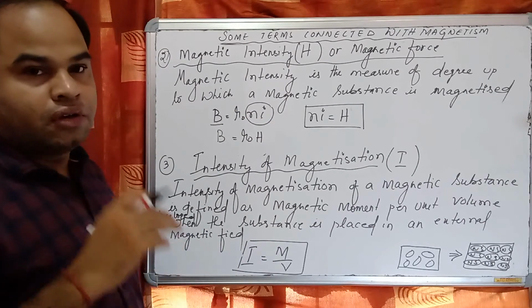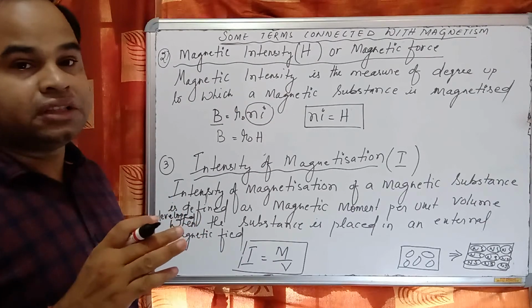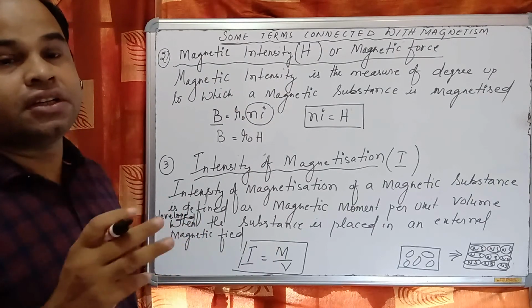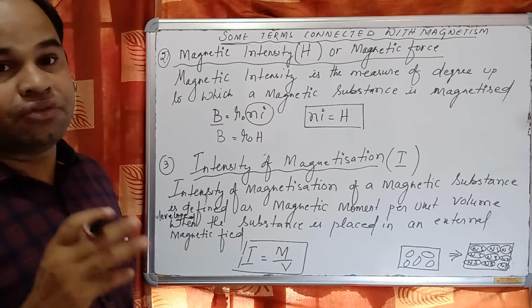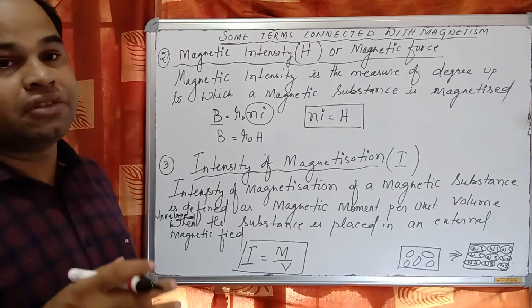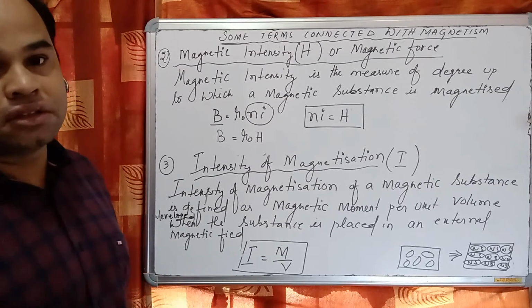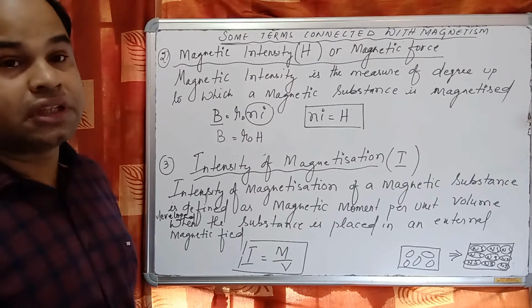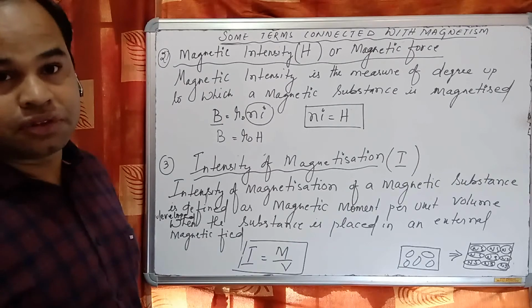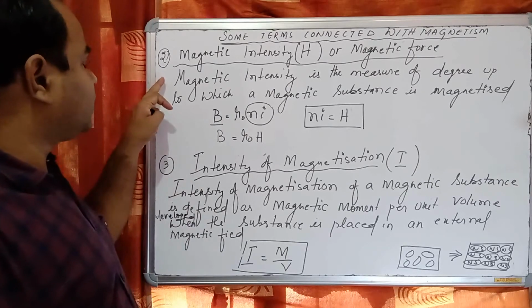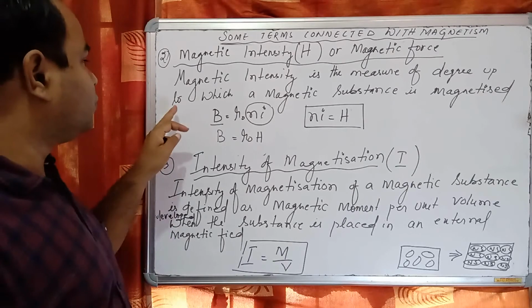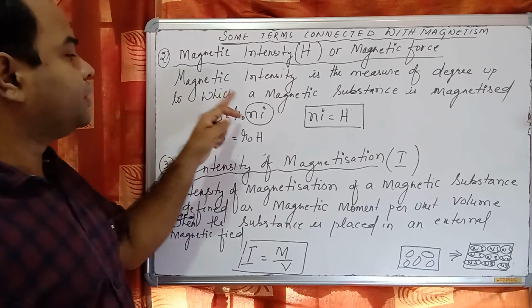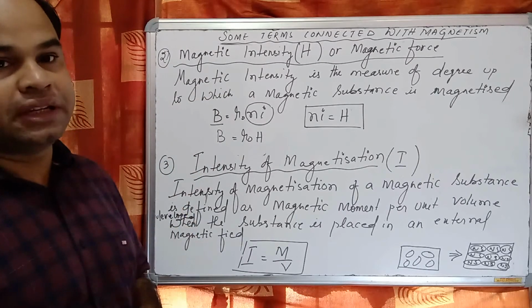When these field lines travel in the medium, they will create their own magnetic field and they will have magnetic field strength. And after that, they will magnetize other substances. It is written in the definition sheet: magnetic intensity is the measure of the degree up to which a magnetic substance is magnetized.